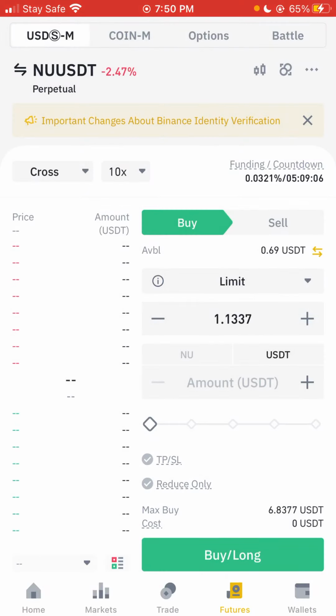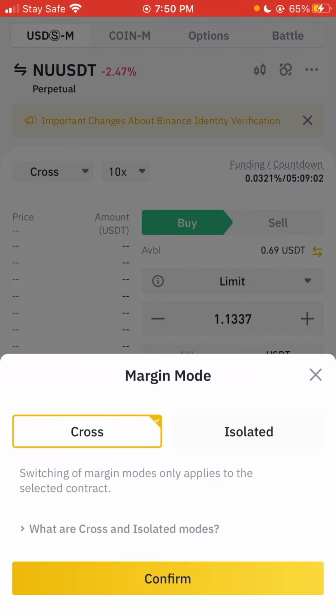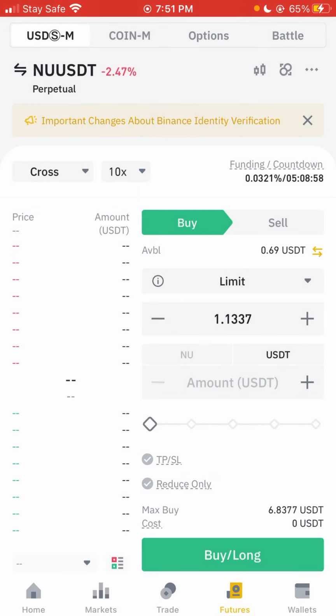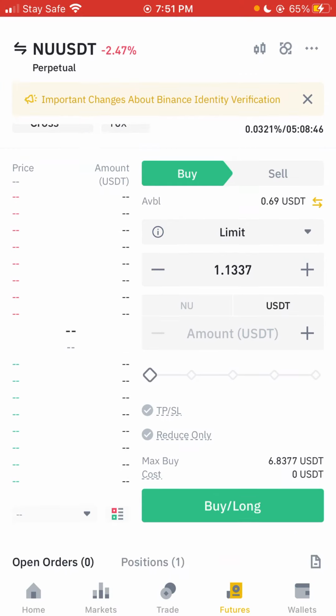Take note of these things. Number 1, always use isolated. Don't use cross, please. Always use isolated. Number 2, change your leverage to 5x. Always use 5x. Anything above 10x is suicidal to your account. Trust me. So that is number 2.